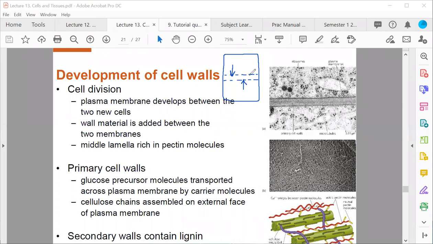And that new cell wall that's formed is called the primary cell wall. So this is quite a thin, quite flexible cell wall. Later on, many plant cells will form a secondary cell wall, and the secondary cell wall is quite unique and different to the primary cell walls because it contains a very tough substance called lignin.